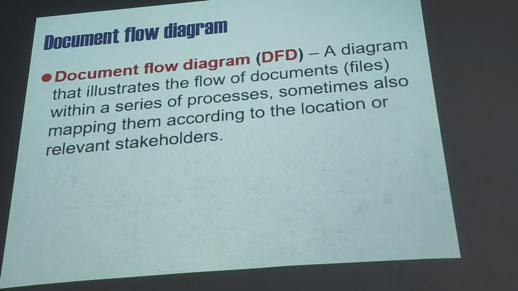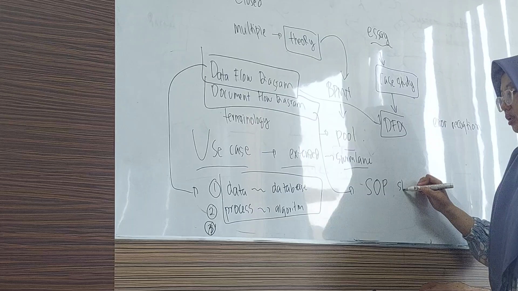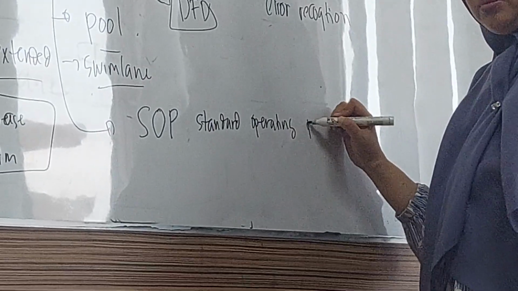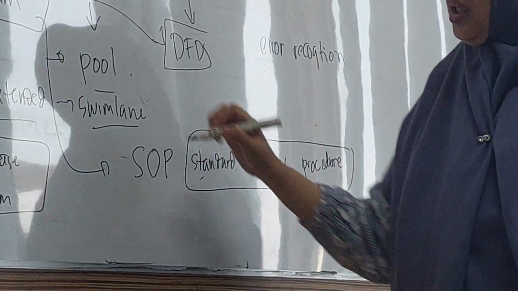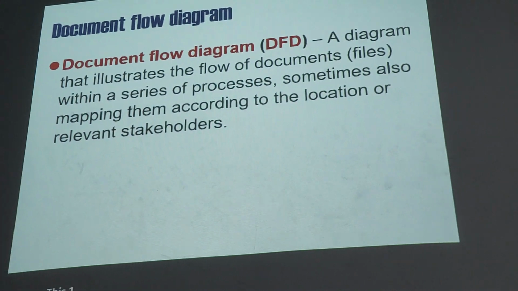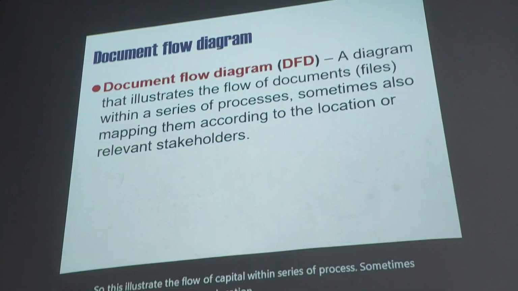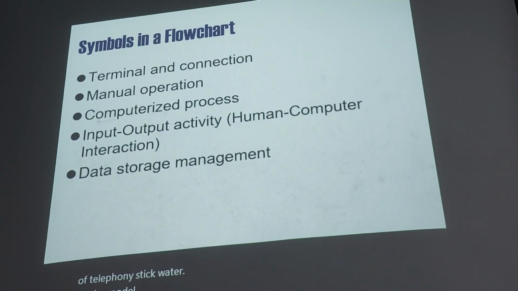But in the document flow diagram, this is you know about standard operating procedure. This one we can call it document flow diagram. So this illustrates the flow of document within a series of processes. Sometimes also making the coding negotiation of relevant stakeholders. So the modern technique uses flowchart and activity diagram.